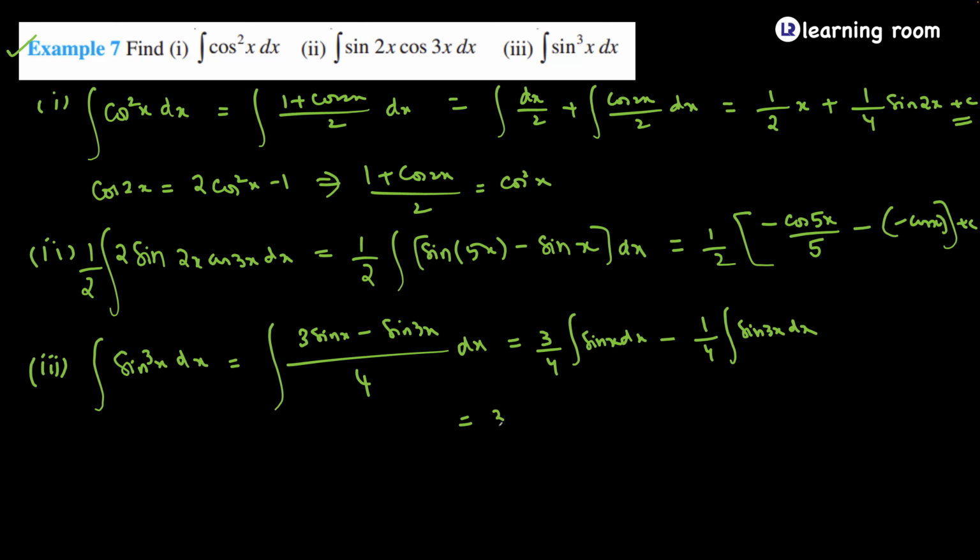So this will be equal to 3 by 4 times, what is the integral of sine x? It is minus cos x, minus 1 by 4 times minus cos 3x, the whole divided by 3, plus c. This will be the answer. Am I clear?